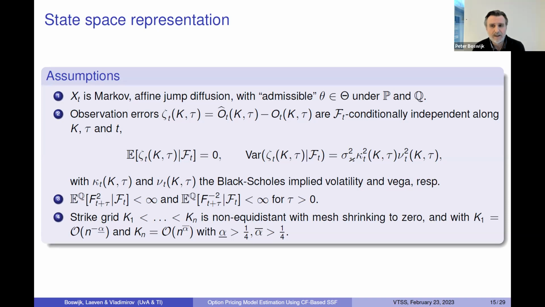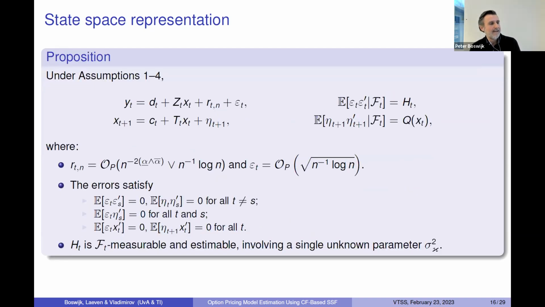Under these assumptions, we get a result. That's on the next slide. And the result is, yes, we end up with a state space model as we have just derived, basically step by step, where the errors satisfy the usual orthogonalities, over time and with respect to each other. There is an expression for the conditional variance matrix of the epsilons, the measurement errors, and that is actually a function of the underlying state variables in a rather complicated way, and one single unknown parameter. So that basically makes the whole analysis feasible in terms of doing Kalman filtering with H_t. We need an expression for H_t there.